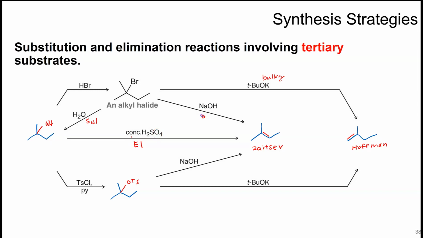This one here is an E2. With the tosylate, this is an E2 reaction, and then t-butoxide is also E2, but that's with the bulky base, which will give you the Hofmann product. To go from an alcohol to the tosylate, we use tosyl chloride plus pyridine.